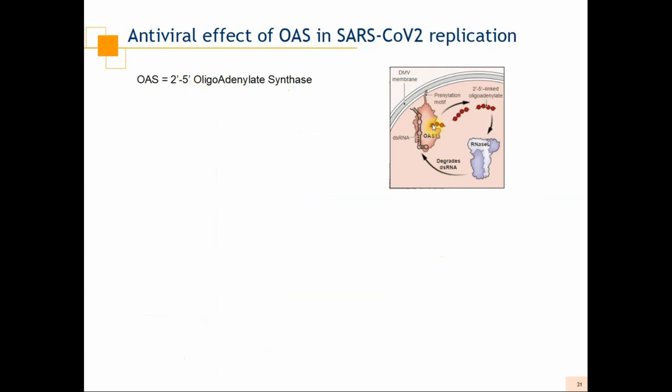When it's activated, it produces 2', 5' oligoadenylate. And then this 2', 5' oligo A activates RNase L. RNase L will degrade all double-stranded RNA, cellular or viral. So it's directly going to destroy the virus genome.